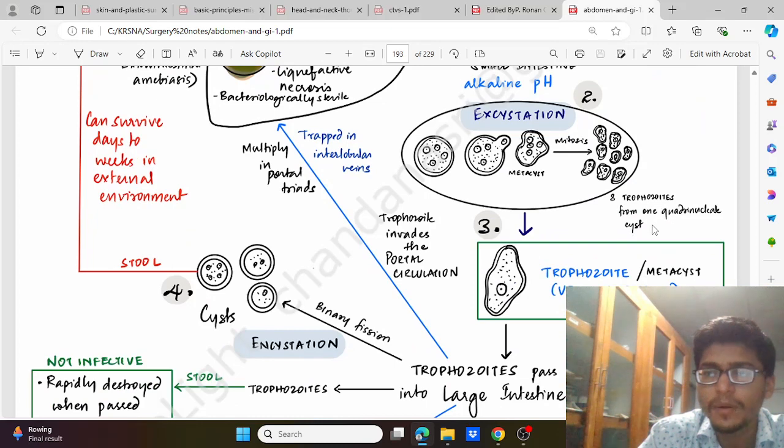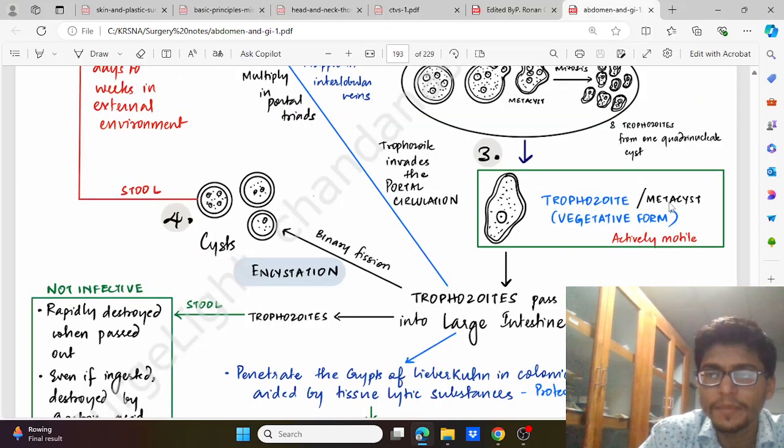Eight trophozoites are formed from one quadrinucleate cyst. These trophozoites or metacysts are the vegetative form and are actively mobile. These trophozoites then pass into the large intestine.